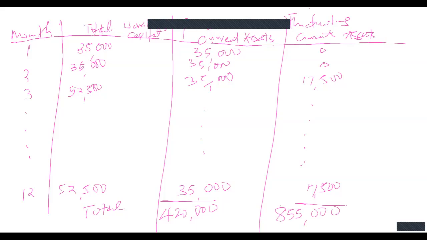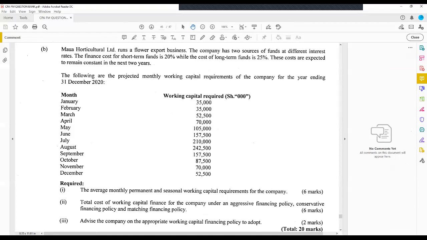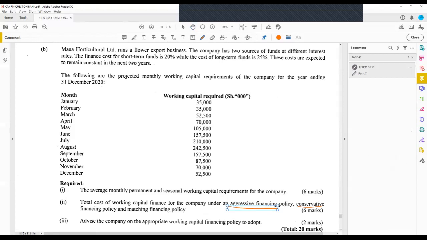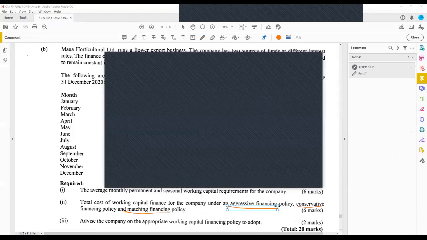Next, in part B of the question, we are being asked to get the cost of financing if we use the aggressive policy, the conservative policy, and the matching policy. So let's go back to our schedule and use the aggressive policy. With the aggressive policy, you're going to use the short-term finance source to finance the company's working capital need.